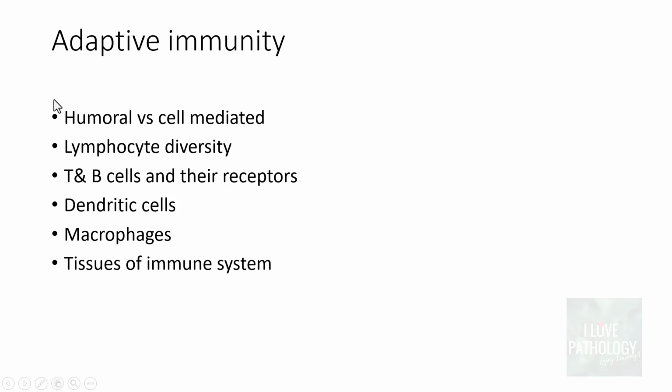We will look into the types of adaptive immunity, like humoral versus cell-mediated. We will talk about lymphocyte diversity. We will understand in detail about the T and B cells, including their receptor structure. We will talk about dendritic cells and macrophages, and end with understanding the tissues of the immune system.